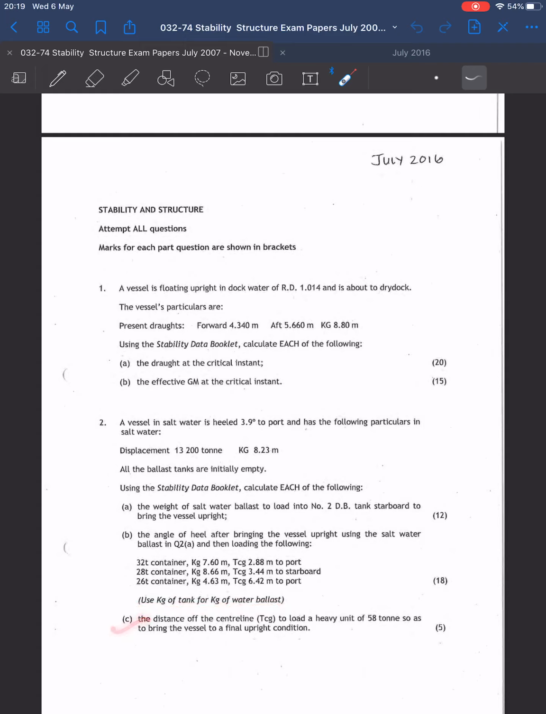Part C. The distance of the center line TCG to load a heavy unit of 58 tons so as to bring the vessel to a final upright condition.